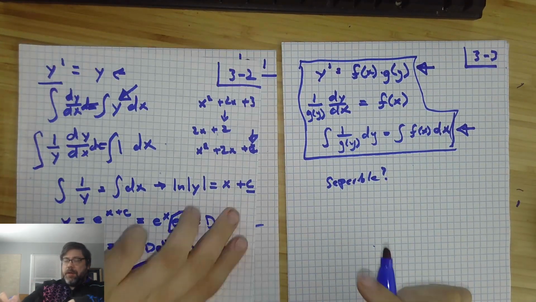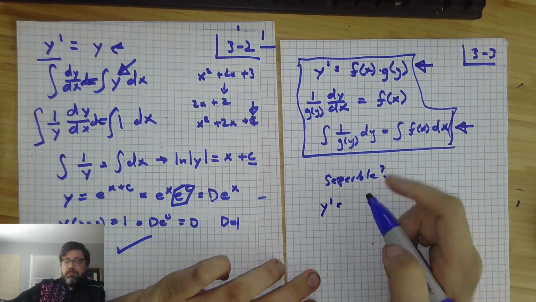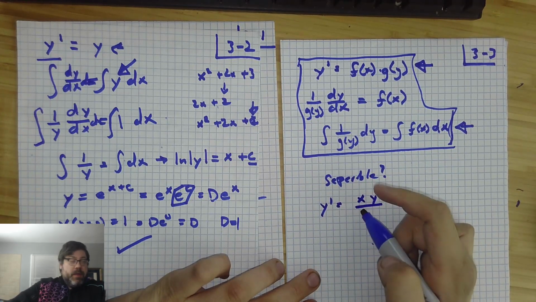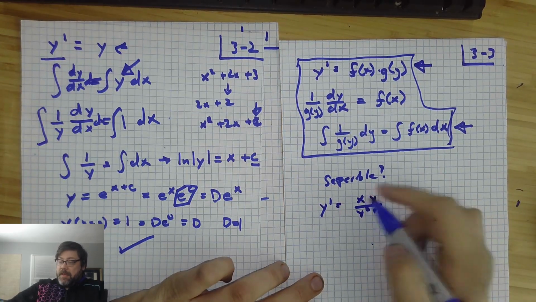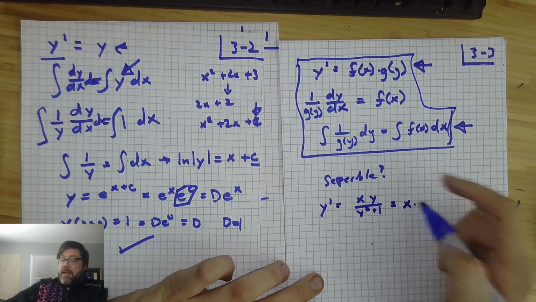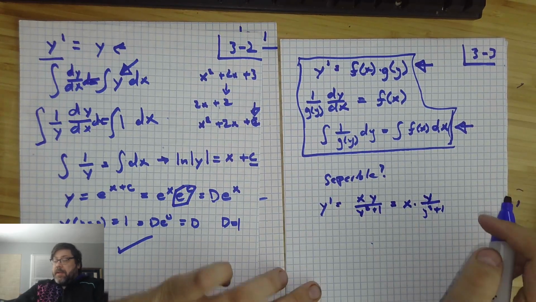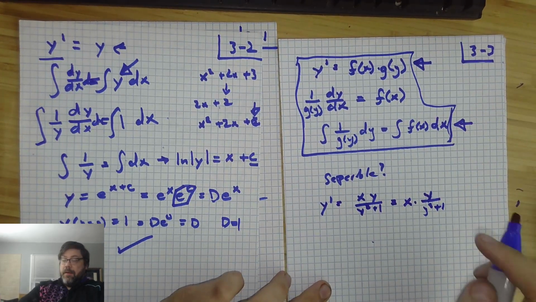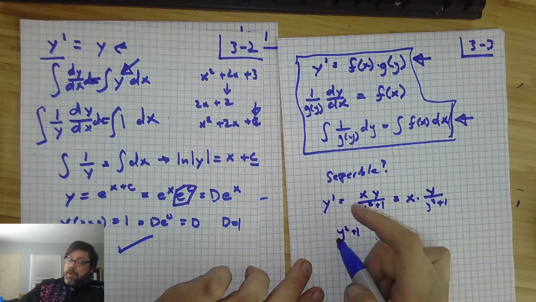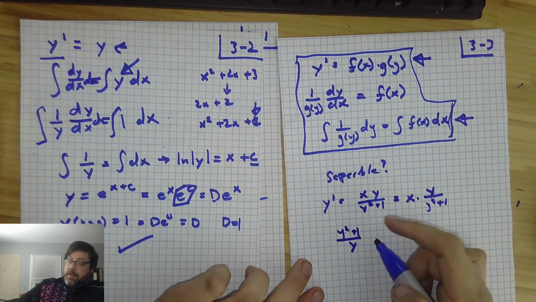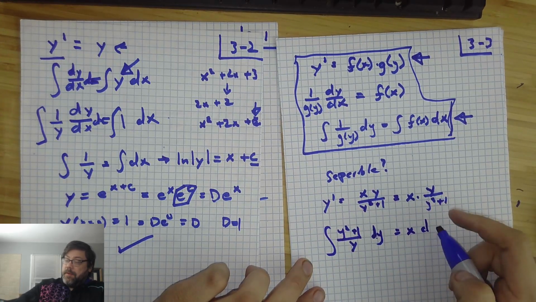An equation where we could start is, let's say we have y prime equals xy over y squared plus 1. All right, so is this separable? Yes, it's separable because I can write this like x times y over y squared plus 1. Now that I know it's separable, I'm going to use our technique here. So that is to say that (y squared plus 1) over y dy equals x dx.